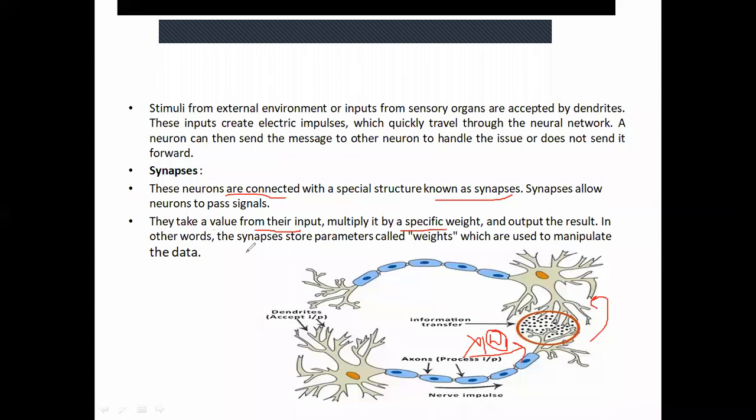Okay. So synapses store the parameters called the weight. This thing is important about the synapses, what they are doing, what dendrites are doing. Dendrites are just accepting the input from the external environment or from our sensory organs. And what axon is doing, axon is processing the input and passing that to the axon terminal. It's a simple working of that.